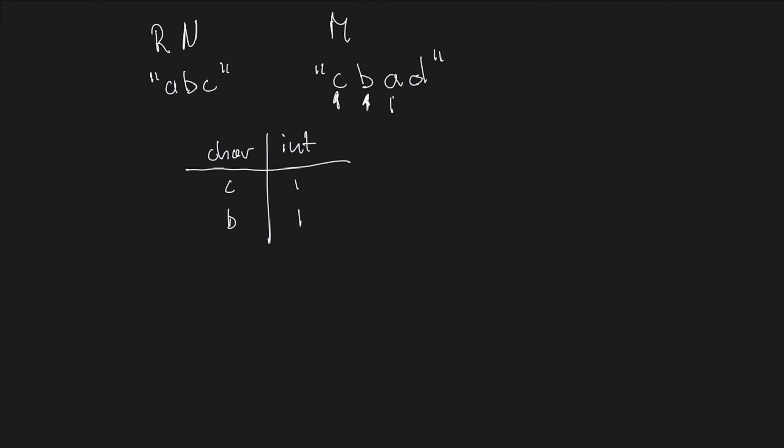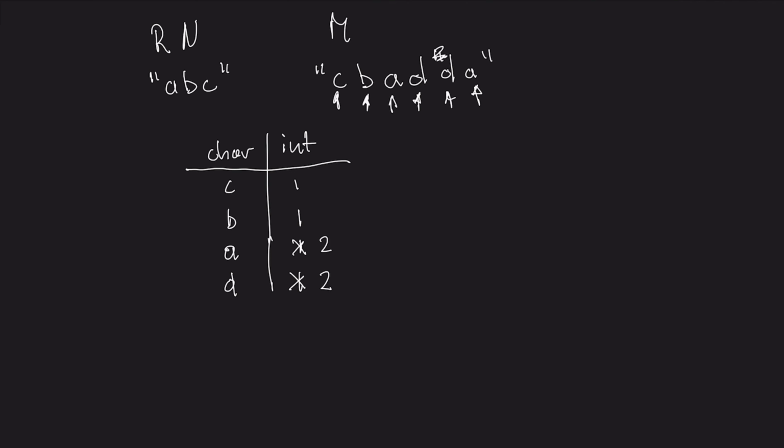B1, A1, and D1. If there was another D in the magazine, for example, if we had a D and another A, we would continue scanning the magazine, so we would find a D and we would increase the value to 2. And the same would happen in the case of A. We would find another A and we would increase the value to 2.